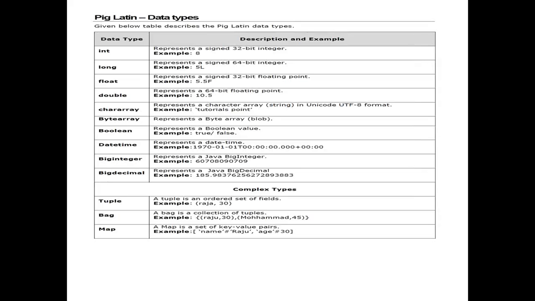As well as big integer and big decimal, that is fine. Among the complex data types, we have seen something called a tuple, as well as something called a bag. And a tuple of bags is going to be stored in the form of a relation. These things we have seen.